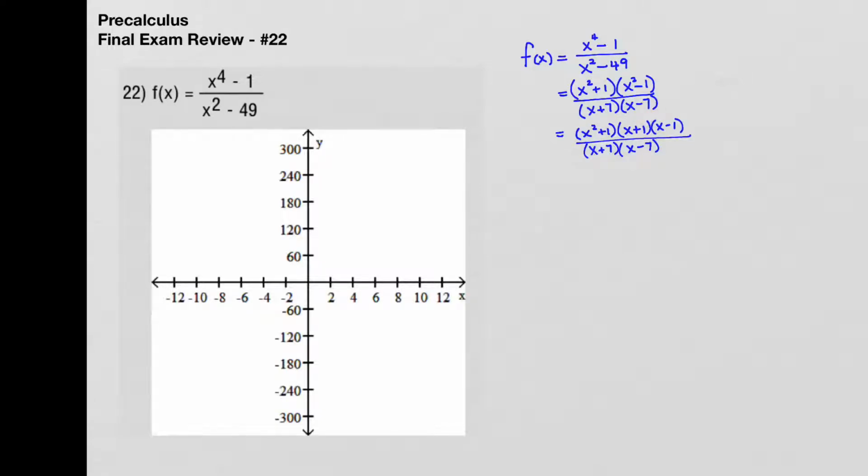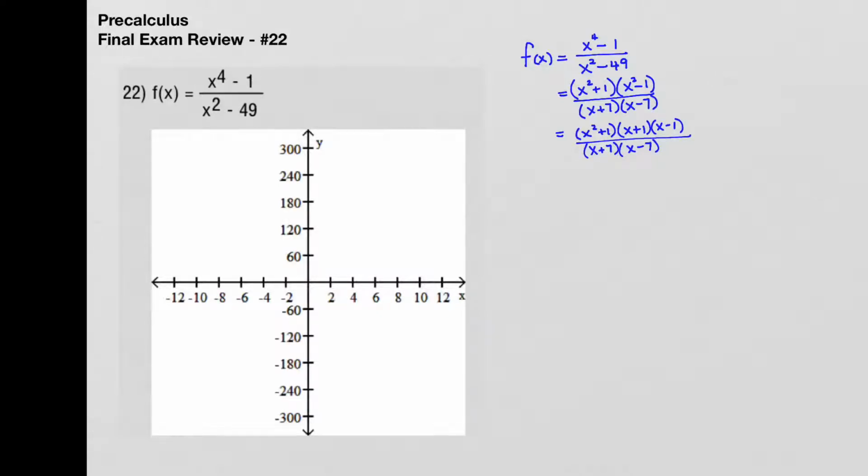So when I look at my final result here, I can see that there are no factors that are going to cancel, and that means that we don't have any removable discontinuities, which would be a hole in the graph. So there's no hole in the graph.